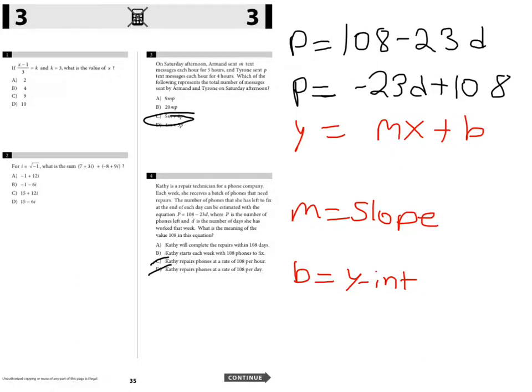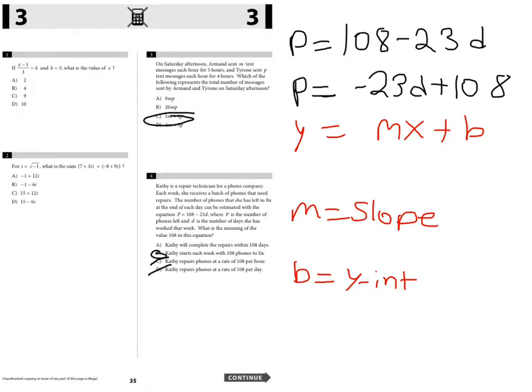B is the y-intercept. The y-intercept is our initial starting value. It's when, on our coordinate plane, x equals 0, y equals some certain value. So your y-intercept is your initial starting value. In this case, 108 is your y-intercept. Therefore, Kathy starts the week with 108 phones to fix.